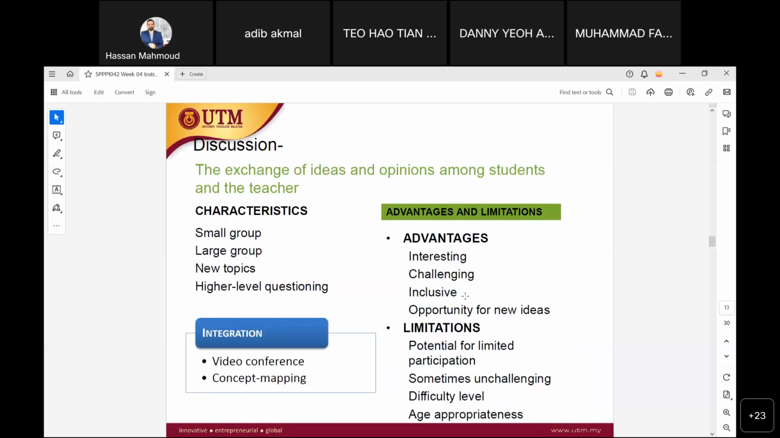Now we have discussion. From the definition, discussion is related to two-way communication, which is the exchange of ideas and opinions among students and the teacher, which is obviously something related to more involvement of your students, not only about you as a teacher.